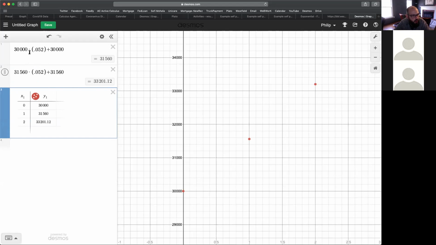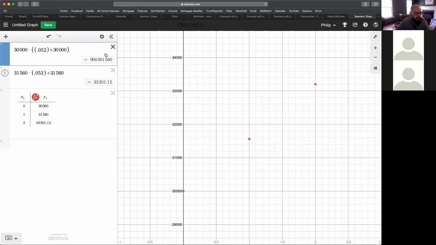What I want to point out is that I can actually factor out this 30,000. So 31,560 is the same as 30,000 times 1 plus 0.052. So we have this, and this is 1.052. Instead of adding on the 30,000, this 1 right here is incorporating that, adding on the 30,000.